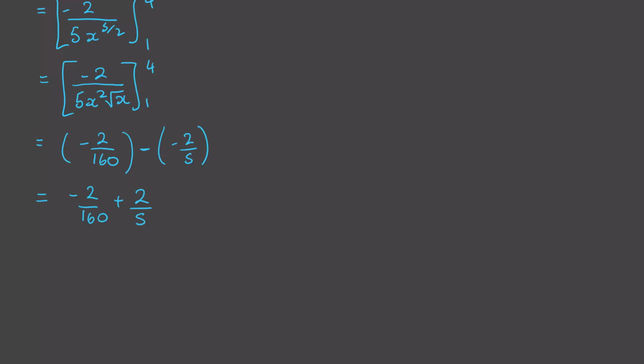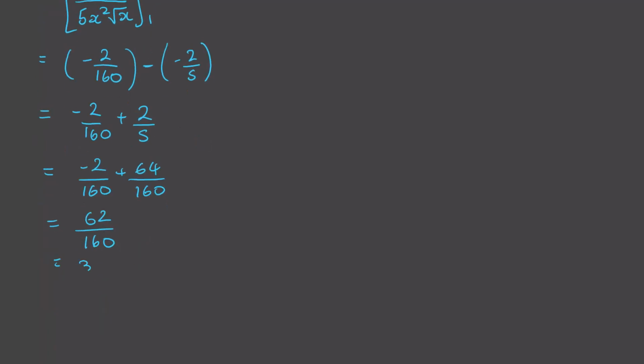Well, 5 times 32 is 160. So that's negative 2 over 160 plus 64 over 160, which is 62 over 160, which gives me 31 over 80.